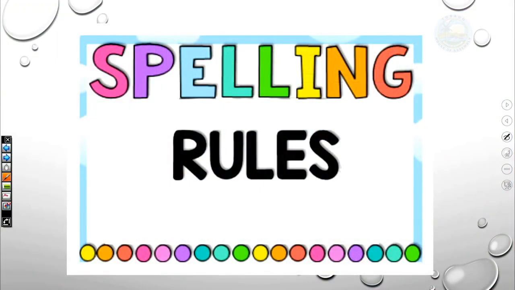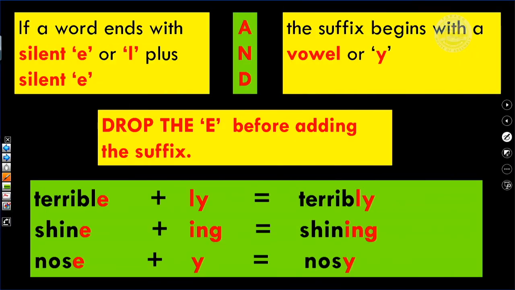Let's go. I hope you are ready. If a word ends with a silent E, or L plus the silent E, and the suffix begins with a vowel or Y, we drop the E before adding the suffix.